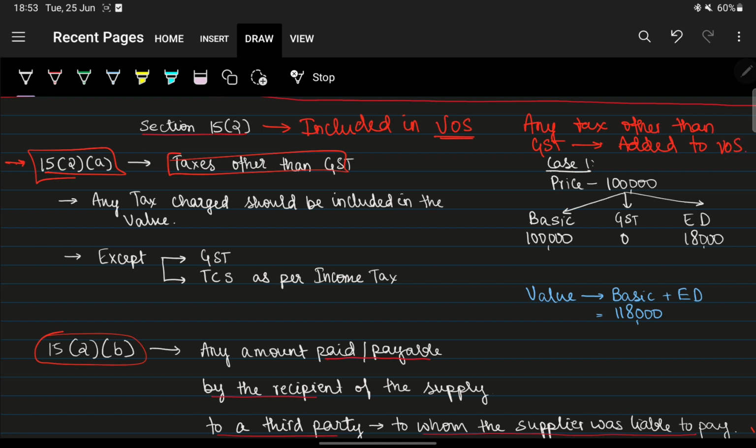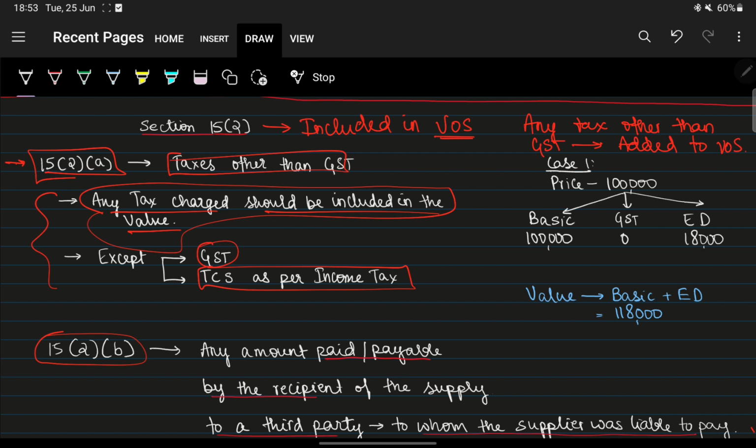So any tax charged should be included in the value, except for GST and TCS as per income tax. Why TCS is excluded is because if you consider TCS also as part of the value of supply, it will be like a tax on tax.